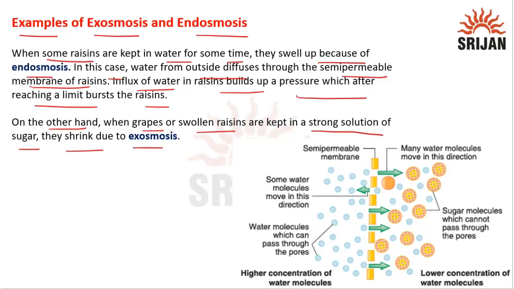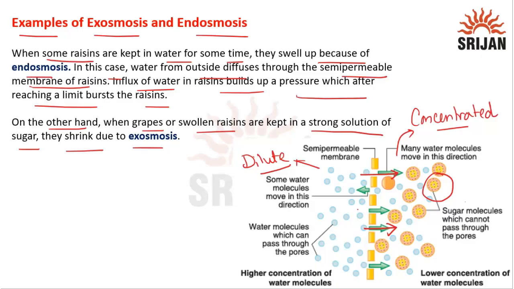exosmosis. So here we can see that this is the dilute solution and this is the concentrated solution due to the presence of sugar molecules. Now we know that concentrated solutions will have less concentration of solvent or water, and dilute solution will have more concentration of solvent, that is water. So maximum water molecules will move in this direction, that means from the dilute solution to the concentrated solution through this semi-permeable membrane, and the sugar molecules are not allowed to pass through it.